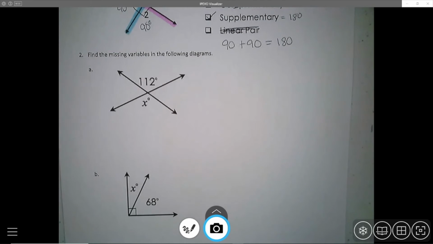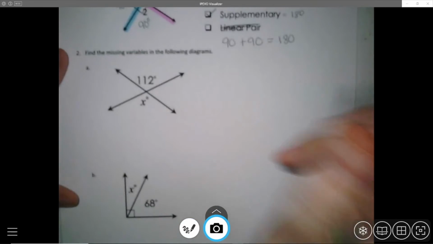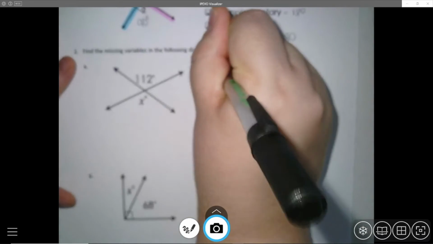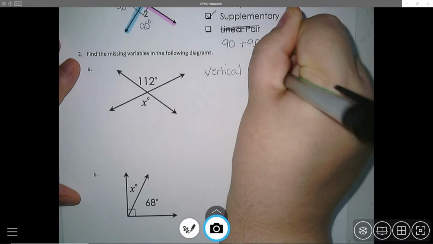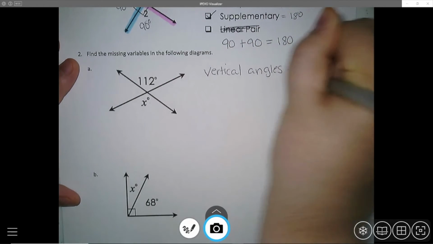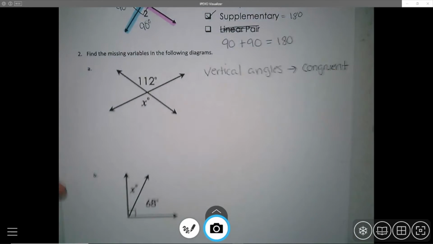So first off, looking here at A, this 112 and the X, what should stand out to me is these are vertical angles. Okay, now what I have to remember is vertical angles are congruent.